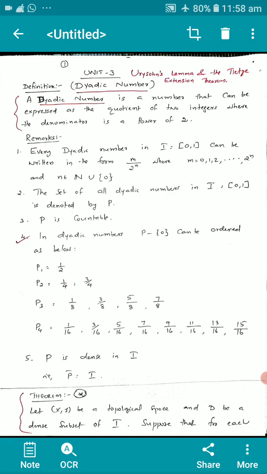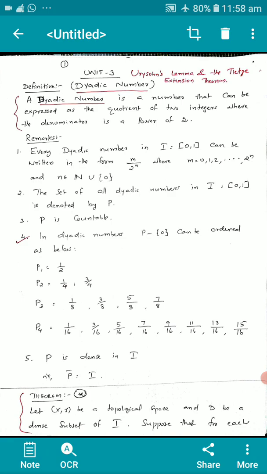That's what is given in the first remark. Every dyadic number in I = [0, 1], the closed interval, can be written in the form m divided by 2 raised to n, where m = 0, 1, 2, etc., and n is an element of N union {0}. The set of all dyadic numbers in I = [0, 1] is denoted by capital P, and P is countable.